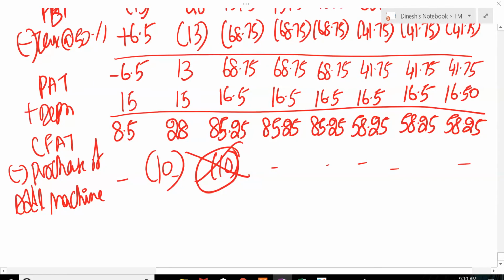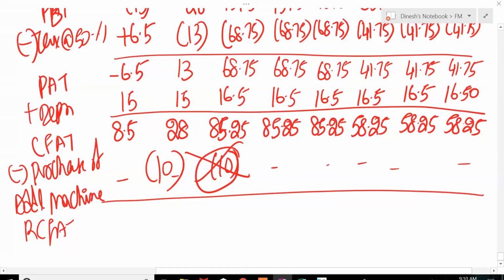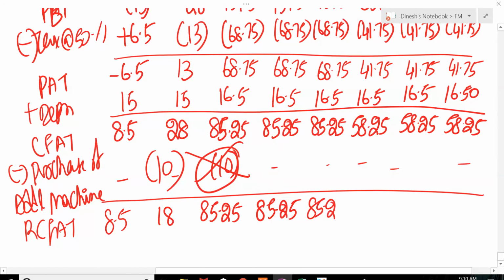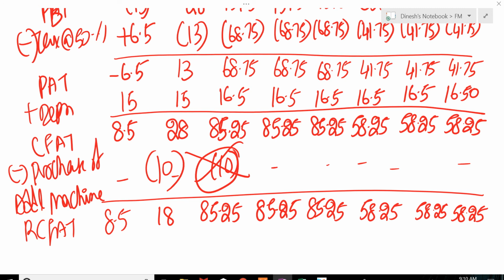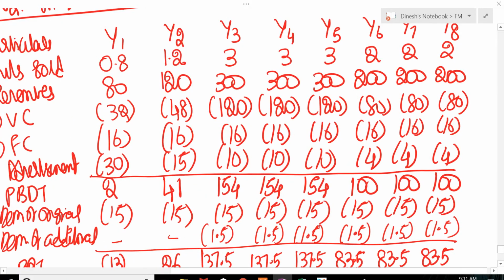Now, after correcting that, get the RCFAT, revised cash flows. 8.5, 18. Any doubts on this? Clear? Can we proceed? Now, this is the first time you are solving this problem, so I didn't tell you the shortcut way. In case I assume that the cash flow is going to be same for every year, I wouldn't have written like this.